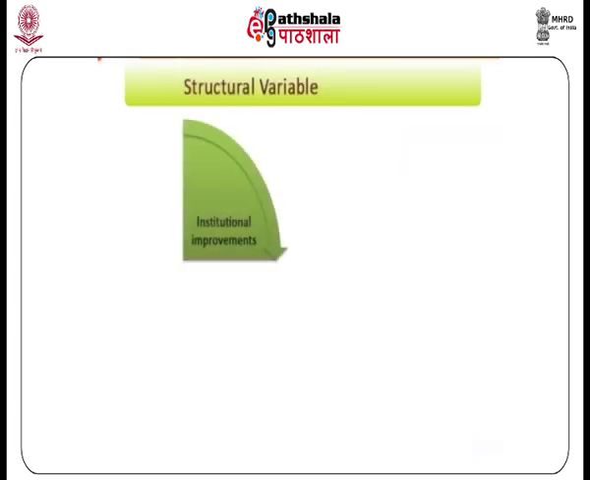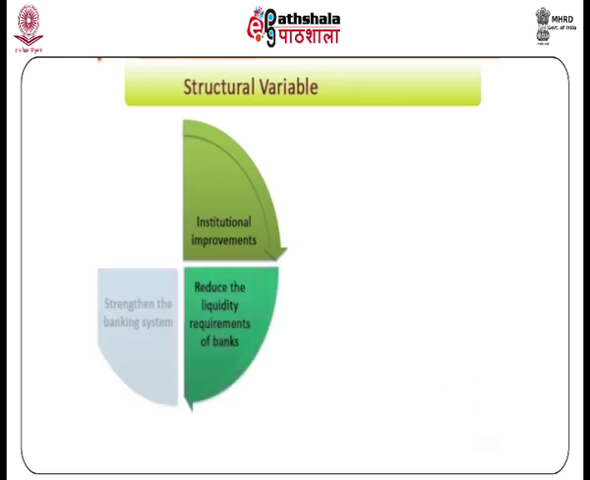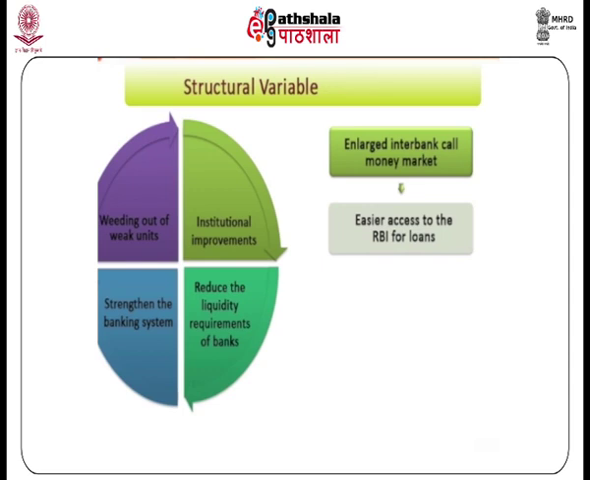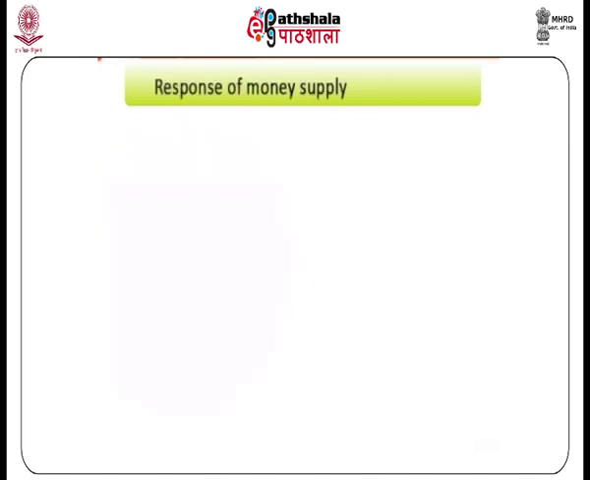Structural variable. Institutional improvements in the banking system reduce the liquidity requirements of banks and strengthen the banking system through weeding out of weak units. Deposit insurance and nationalization have increased the faith in the banking system. An enlarged interbank call money market and easier access to the RBI for loans also obviates the need to keep excess reserves by banks.